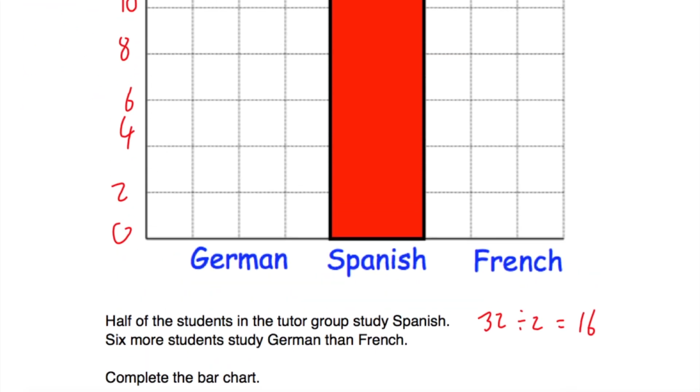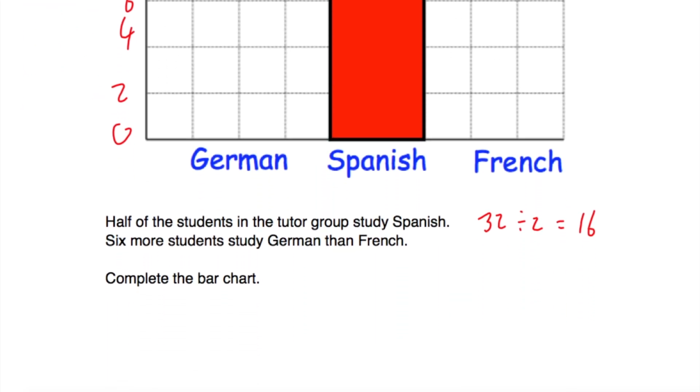Now let's find out how many studied German and how many studied French. So we know that 16 studied Spanish. That means the rest must study German or French, so that's the other 16. So how many studied German plus how many studied French will have to be equal to 16. And we're told that 6 more studied German than French. So this number plus this number equals 16, and this number is 6 bigger than that number.